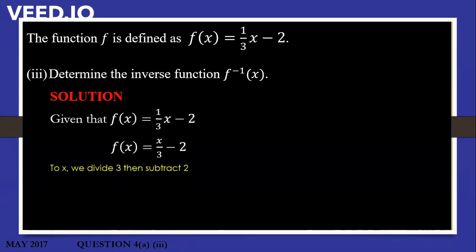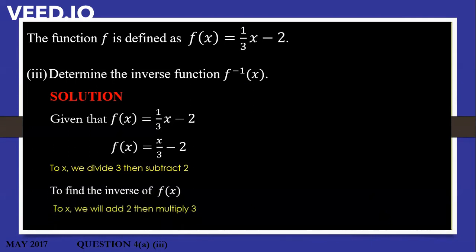Please note that for the function f of x, to x we divide by 3, then subtract 2. So in order to find the inverse of the function, to x we will add 2, then multiply by 3. This will give us the inverse function f inverse of x is 3 times x plus 2.